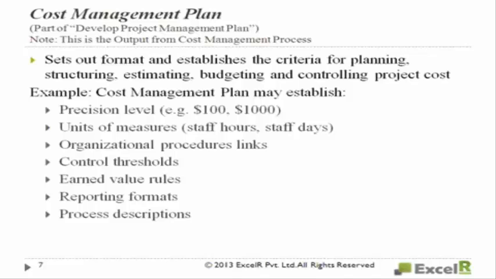And then the units of measure. Are you going to do it in dollars, pounds, rupees, yen? The units of measure. Or is it in staff hours? When you are doing the cost estimation, you will say human resources in hours, 50 hours, 60 hours. Each hour could be $80. So how are you going to measure? Are you going to measure in days? How did you do the cost estimation? Or did you do it in seconds?